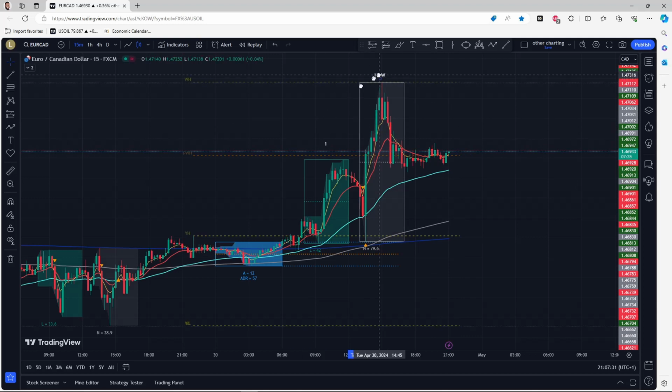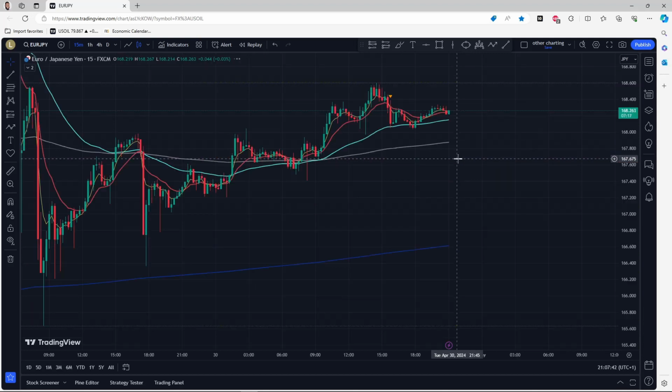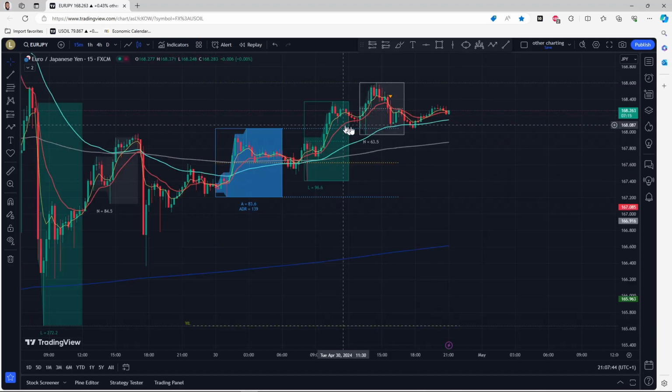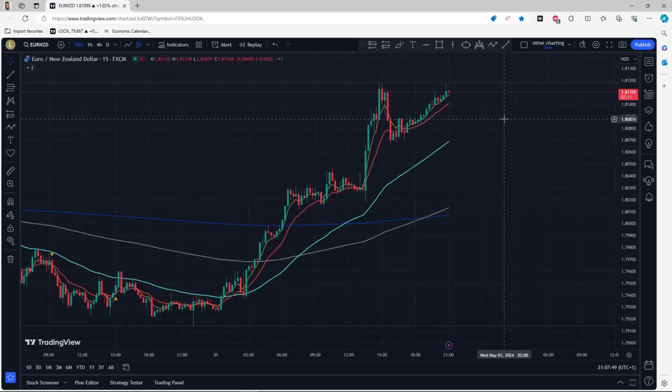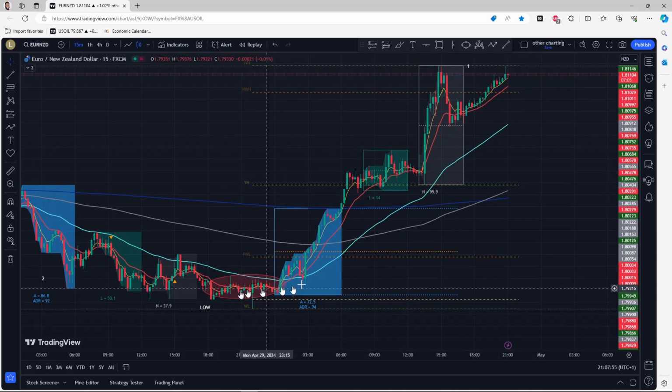Euro CAD creates an M formation here, a small one, and then consolidates as well. Your JPY, not much happening here. Note there's an M, but it pretty much goes nowhere. Your NZD, there's no setup here. There is one sort of overnight over here though.